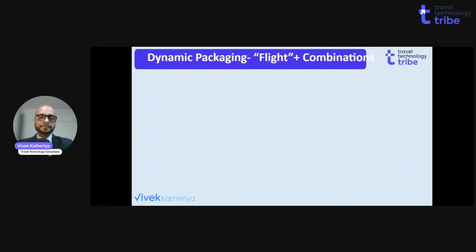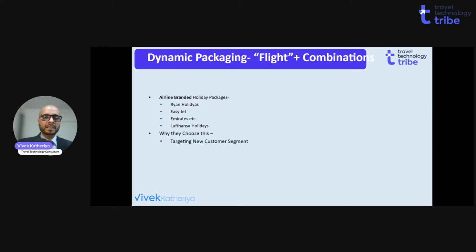Now comes the more detailed explanation about dynamic packaging, which I explained, that there could be a combination of flight and other products. Airline branded holidays are a very good example of dynamic packaging with the combination of flight. Some examples are companies like Ryanair Holidays, EasyJet, Emirates Holidays. I have already showcased Lufthansa Holidays. And why they choose this is to target a new customer segment. So the airline itself is doing okay.